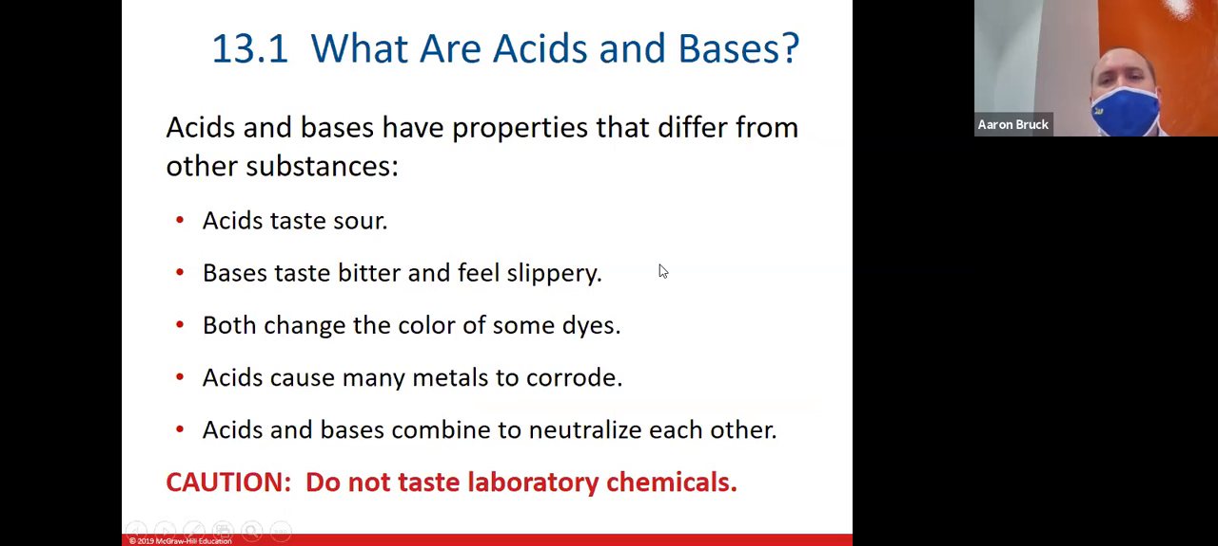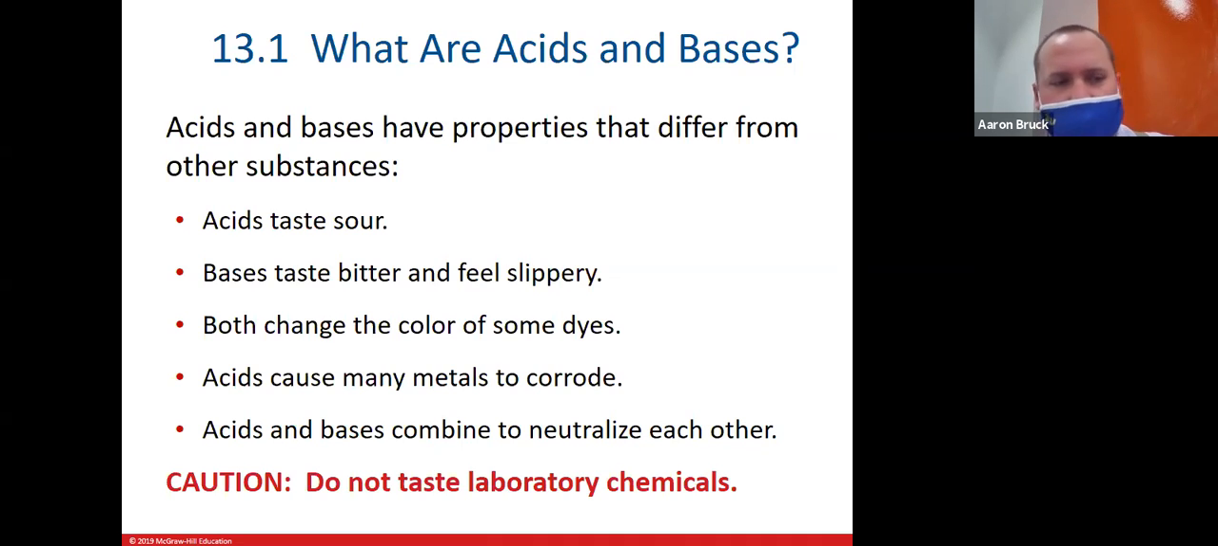So we need to start from a simple standpoint. Basic definitions. What are acids? What are bases? From a physical properties standpoint and a chemical properties standpoint, here are the things that allow us to differentiate the two.